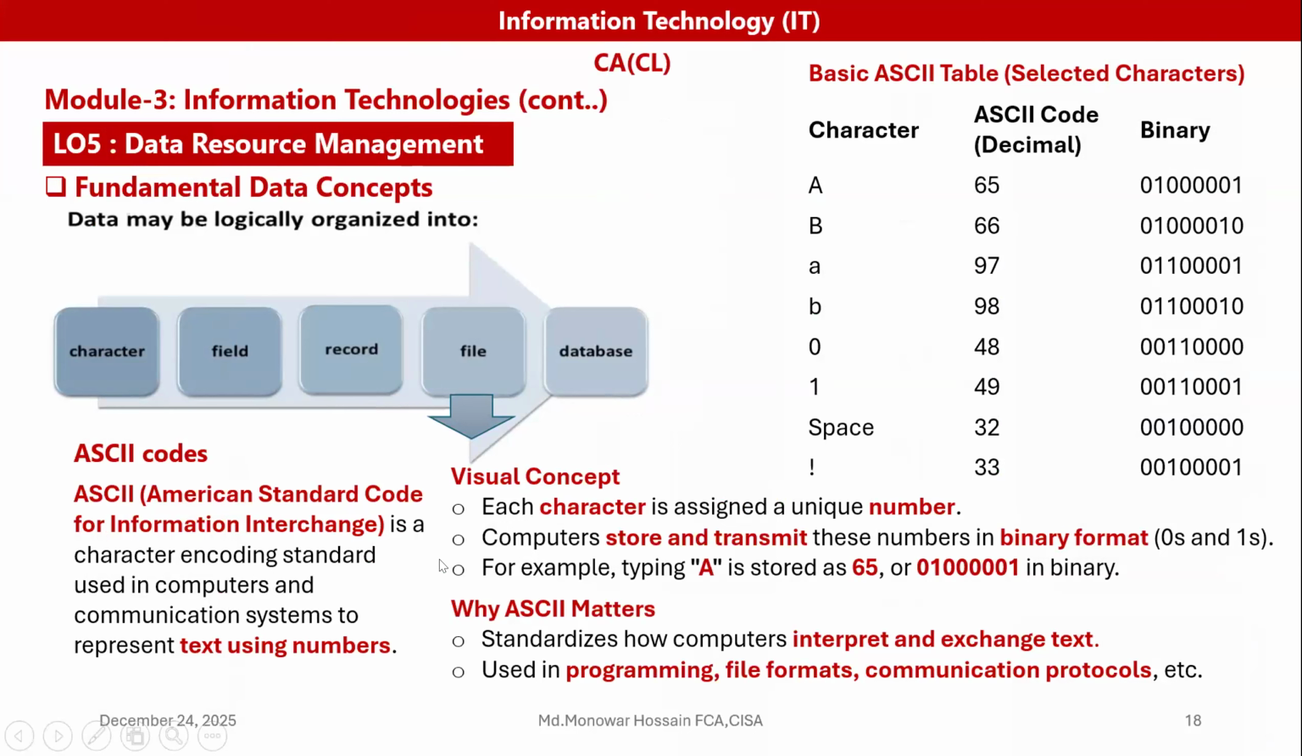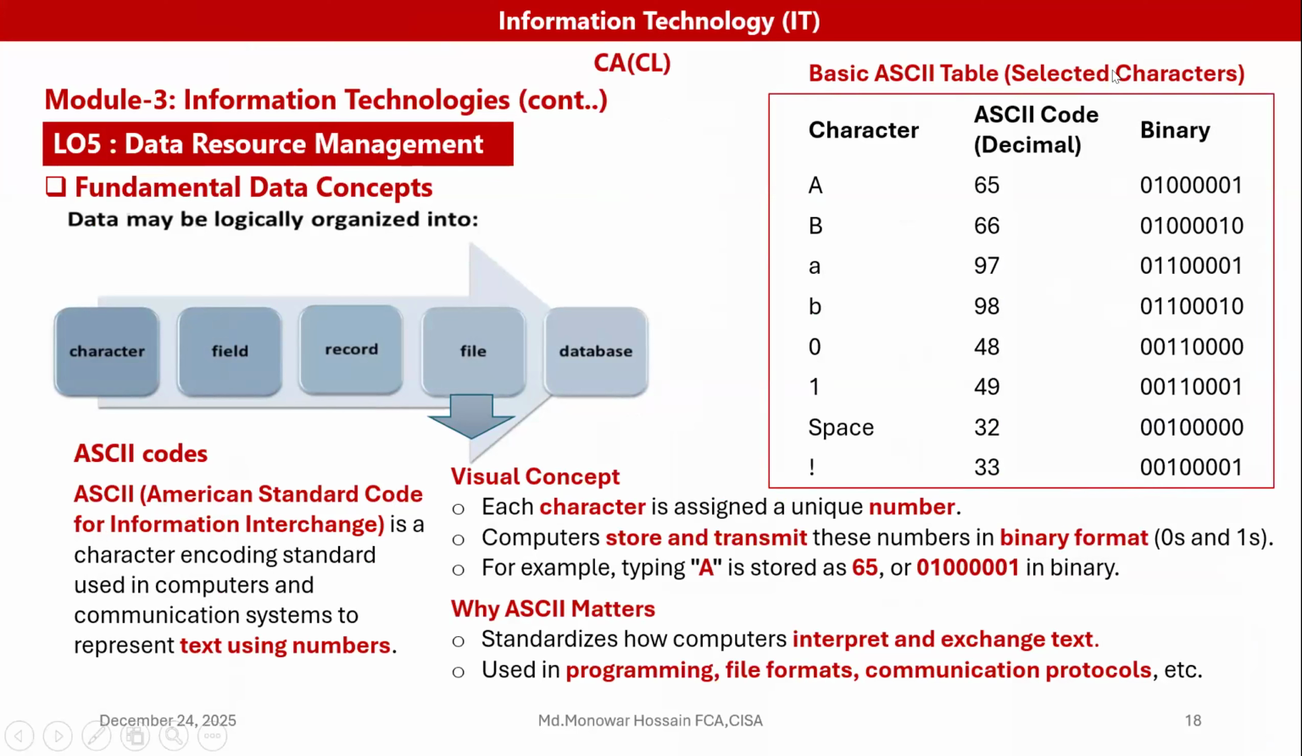So that data we can keep in different selection criteria. That means we know the ASCII code. ASCII means American Standard Code for Information Interchange. It is a character encoding standard used for computer and communication systems to represent text using numbers.